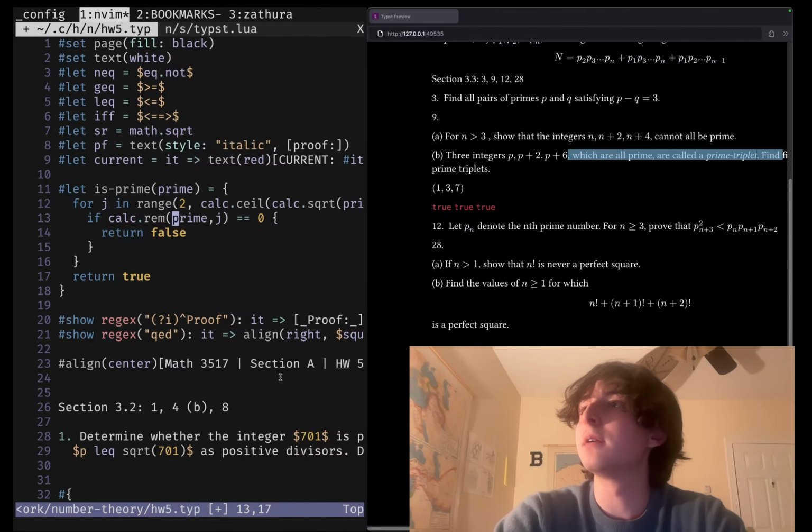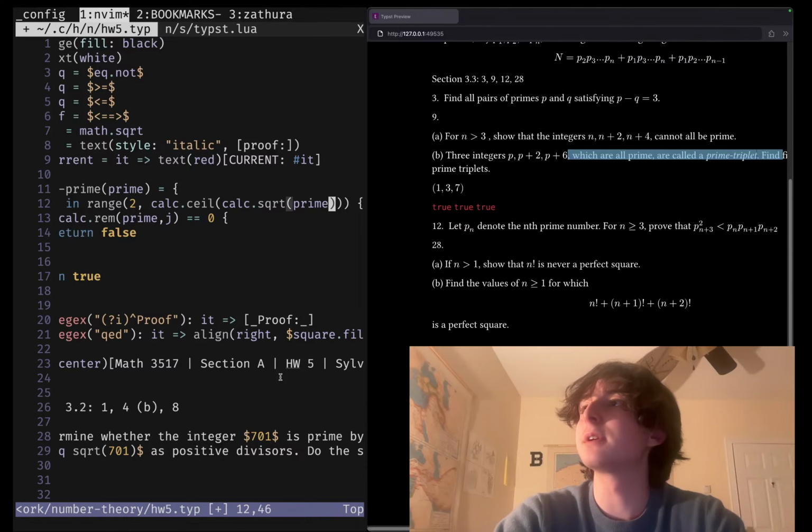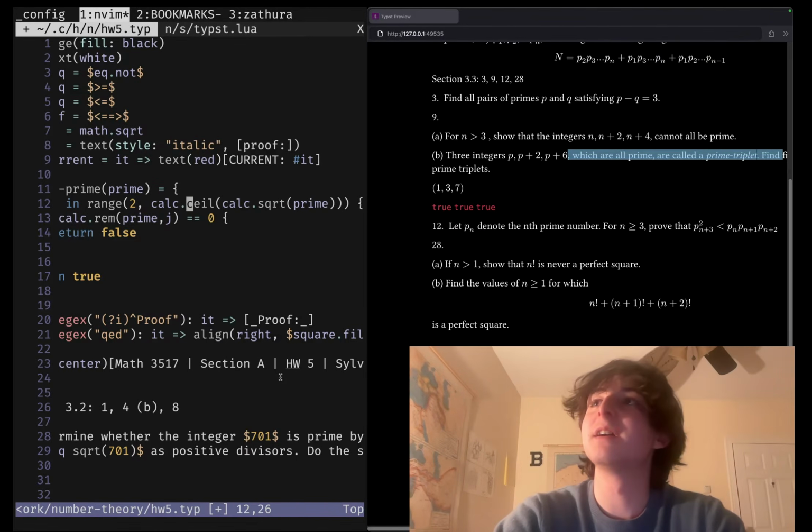Why is this not? For j in range 2 to the ceiling of the square root of the prime. Okay, Daniel, I'll look into that in a sec. Floor instead of ceiling. Nope.